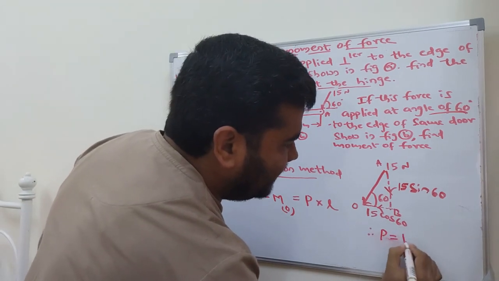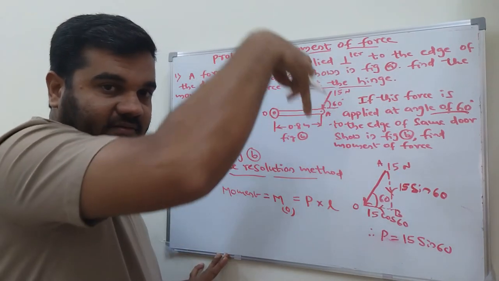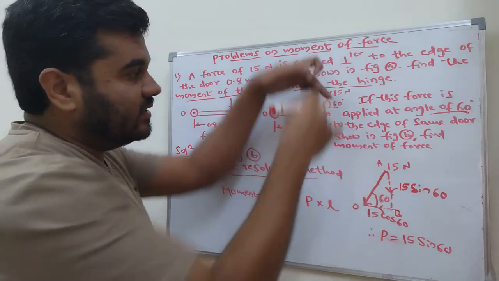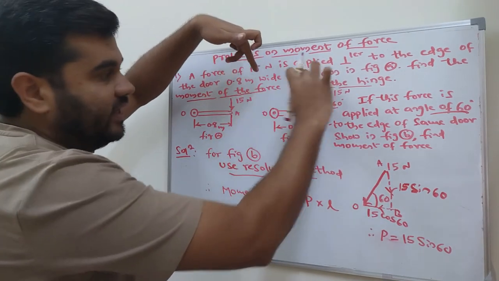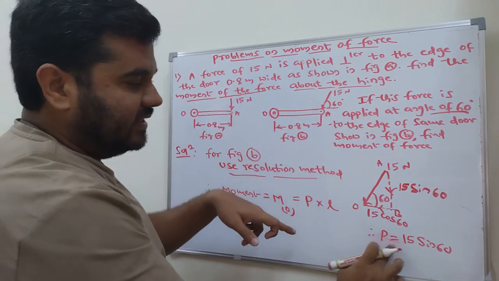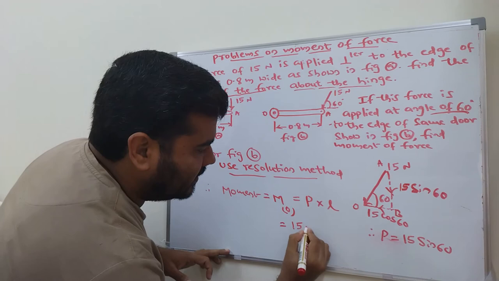P is 15 sine 60, right? This is exactly vertical. You should not consider the horizontal component. You consider only vertical, because vertical into perpendicular distance. Therefore, the vertical component of P is 15 sine 60.